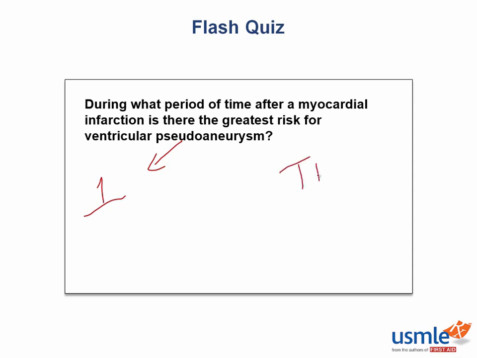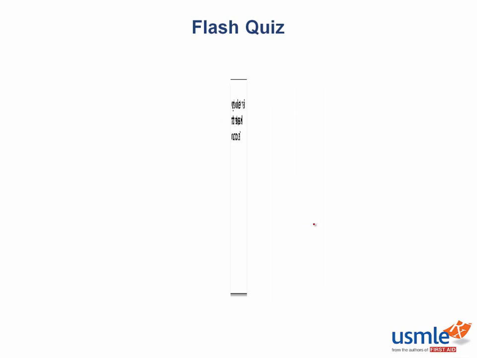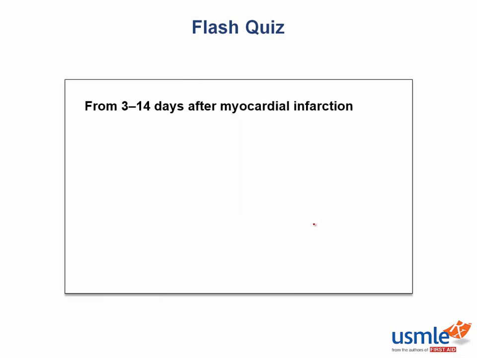On the other hand, a true aneurysm is dilation of scar tissue after everything has healed. This is all 3 layers of scarred cardiac wall tissue. And this occurs much later on in the post-MI period. So the answer is 3 to 14 days after myocardial infarction for pseudoaneurysm, and after 2 weeks for a true aneurysm.